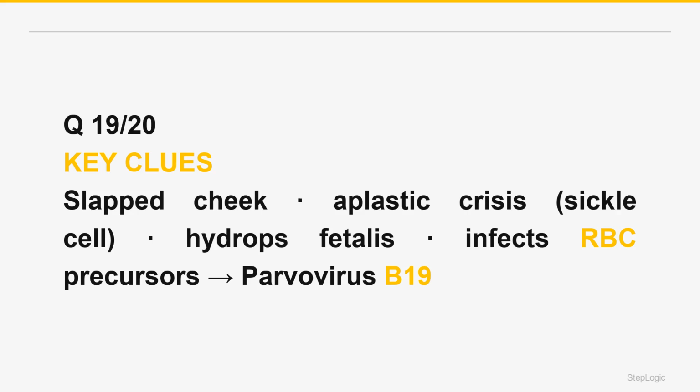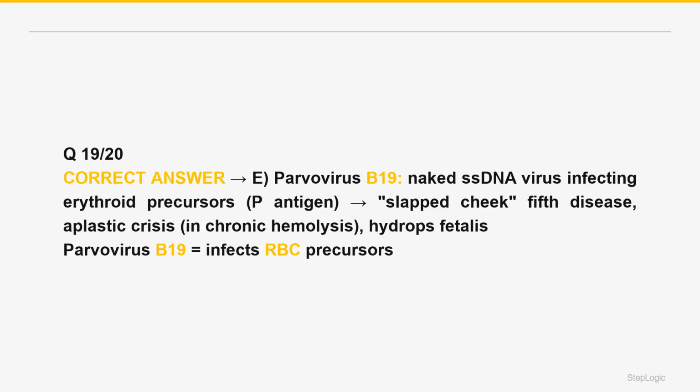This is parvovirus B19, the smallest DNA virus, a naked single-stranded DNA virus. The unifying mechanism behind its varied presentations is that it infects and destroys erythroid precursors, red cell progenitors, in the bone marrow, by binding the blood group P antigen, globoside, on their surface, transiently halting red cell production. The correct answer is E. The three presentations follow from that.